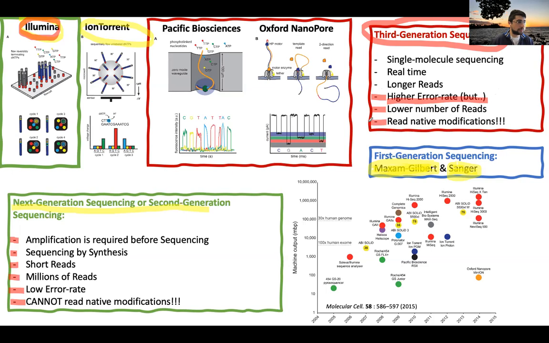It can read native modifications, okay? The reason why it can read native modifications is that it does not require amplification before sequencing, okay? You can perform amplification before sequencing. You can also skip that. So in that case, it will give you native modifications, which is really useful, especially if you are looking at modifications in DNA or RNA. There are very few methods that can do RNA modification detection this way.